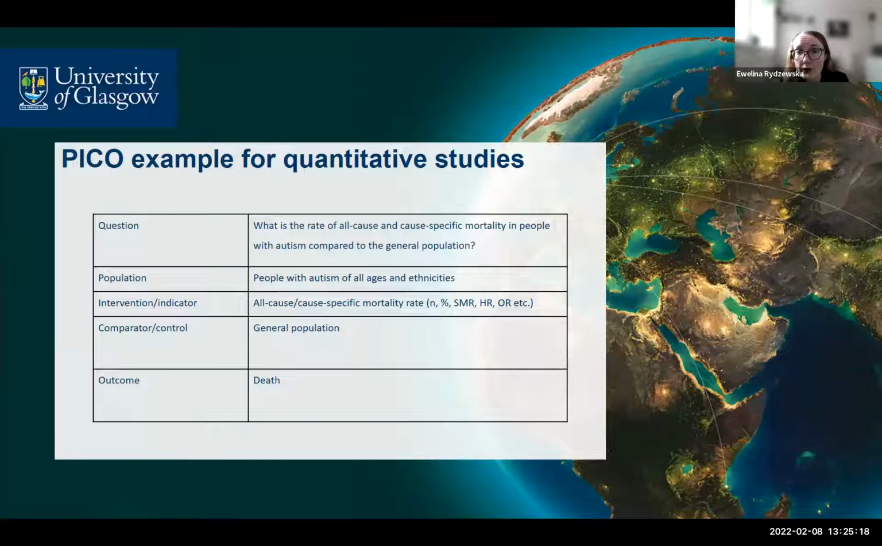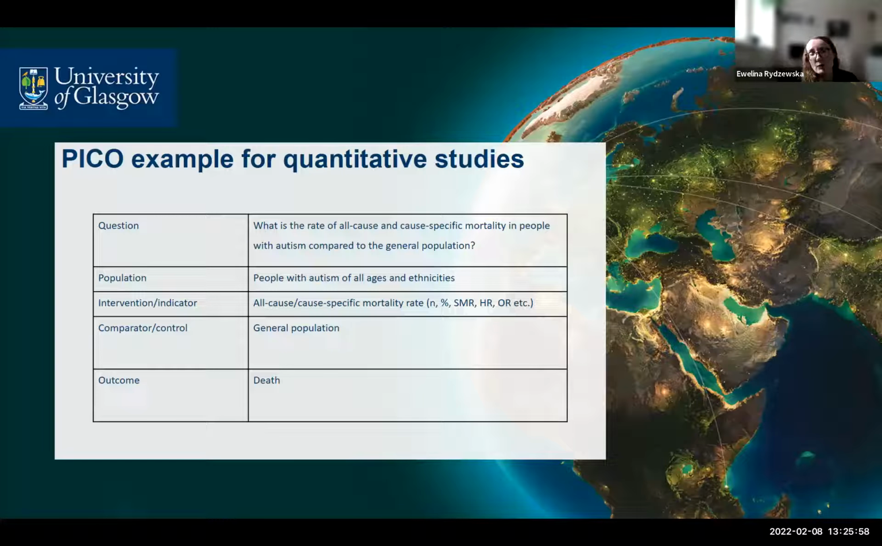So, of course, our population of interest were people with autism, autistic people, and we looked at all ages and ethnicities. Our outcome was death, so we wanted to know how many people had died. And the indicator of that outcome was either all-cause or cause-specific mortality rate, and this could have been reported in a number of ways. So using descriptive statistics, but also standard mortality ratios, hazard ratios, odds ratios, so a number of inferential statistics as well.